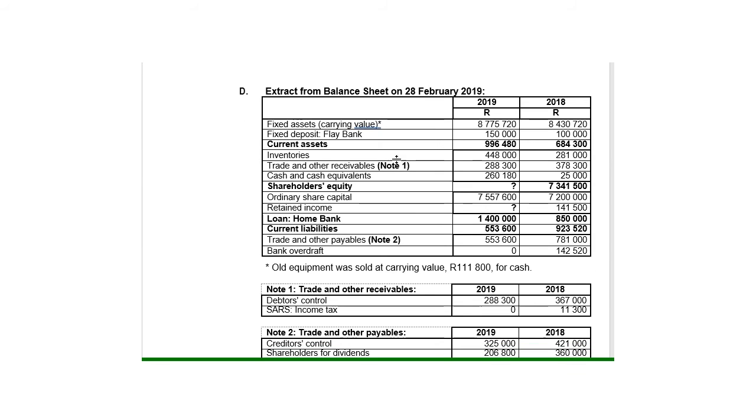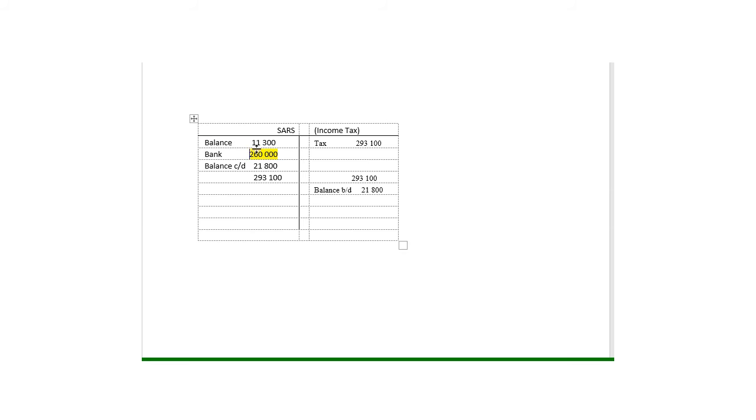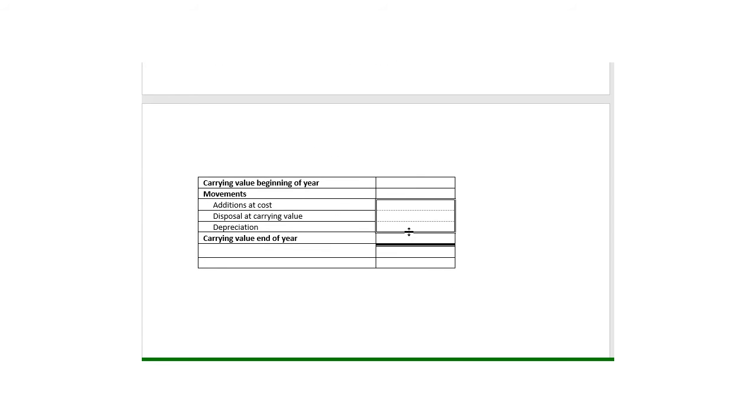If I look at fixed assets, they give me the carrying value at the beginning and end. Now, to do the fixed asset calculation, you should know the fixed asset note that we do in the balance sheet. Now, the fixed asset note basically looks like that. It's got a carrying value at the beginning. To that, we add whatever movements we had for the year, add or deduct, depending on what it is, and that will give me a carrying value at the end. So those are the figures I'm looking for.